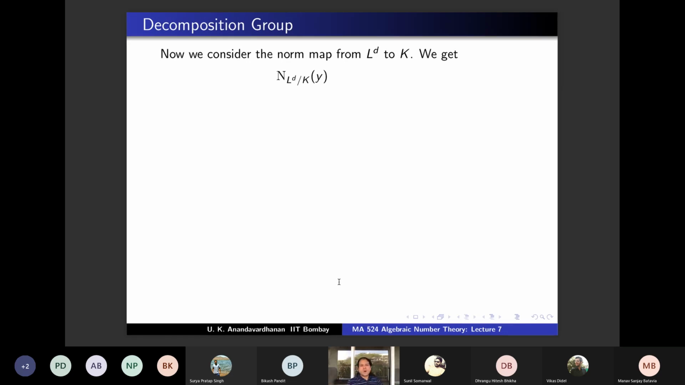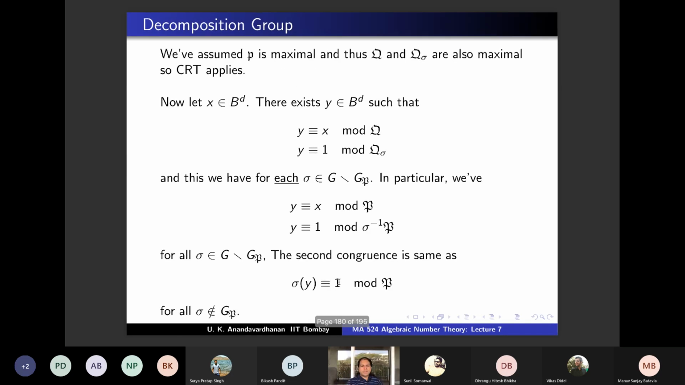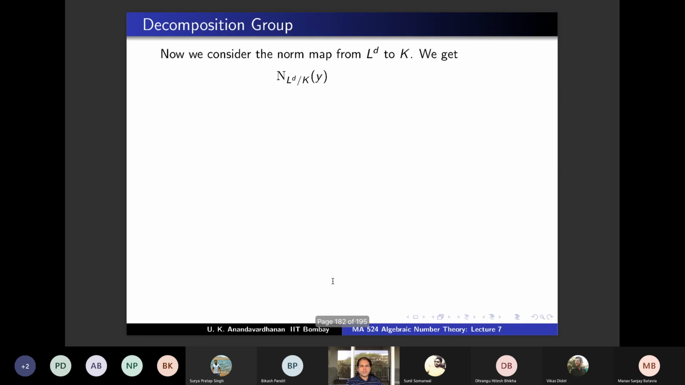So the norm of y, right? You take this one and you take all these. So the norm of y will be the product on the left hand side, and the product on the right hand side is x times 1 times 1 times etc. So that is x. So that is x mod P. Okay, this is what you get.